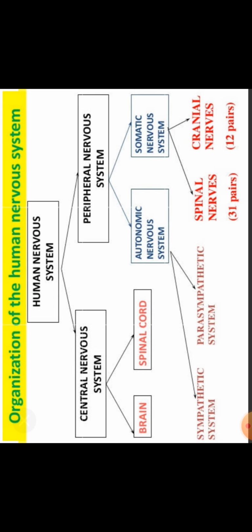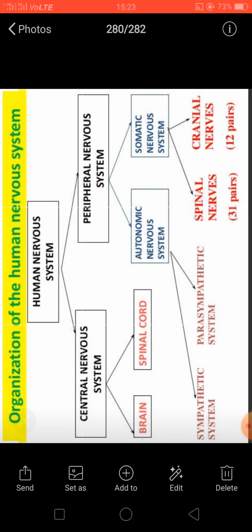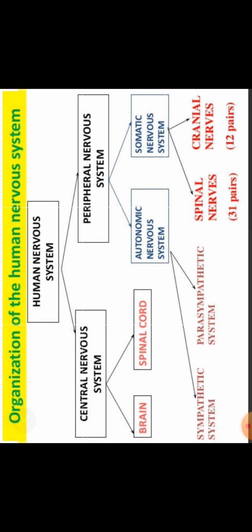In the central nervous system we will study the brain and spinal cord. The peripheral nervous system is again further divided into the autonomic nervous system and the somatic nervous system. The autonomic nervous system is again further divided into the sympathetic and parasympathetic systems, and the somatic nervous system is divided into spinal and cranial nerves. There are 31 pairs of spinal nerves and 12 pairs of cranial nerves, so that also you need to remember.